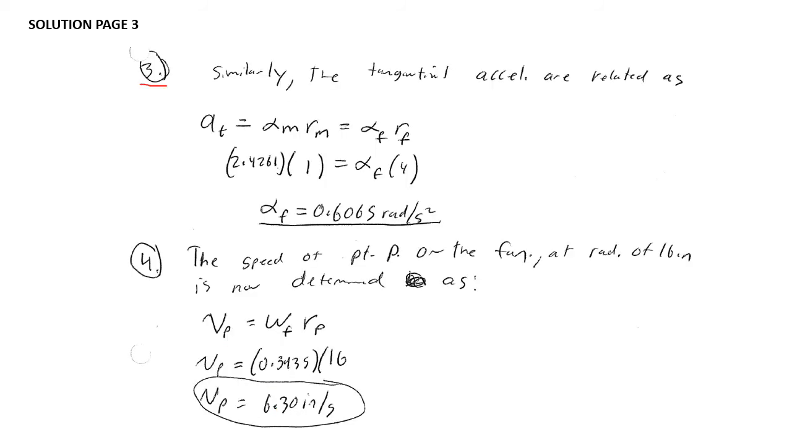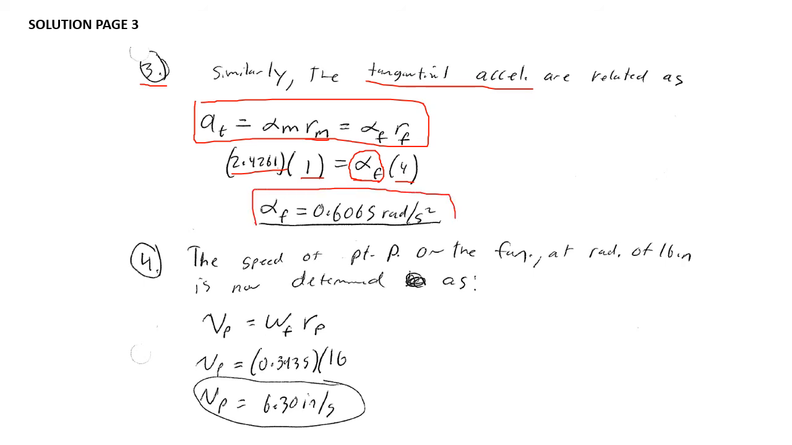Continuing on to part 3 of our solution, we see that the tangential accelerations are related by the following relationship, just like we did with our omegas: a is equal to alpha r. So A sub t is equal to alpha m times R m for the motor and alpha f times R f for the fan, where we know our alpha m, which we solved for based on t equal to a half second, is 2.4261. The radius of the motor is still 1 inch, and this is equal to alpha f, which we're going to solve for, times our known radius of the fan, 4 inches. The only unknown again is alpha f. Solving, alpha f is equal to 0.6065 radians per second squared.